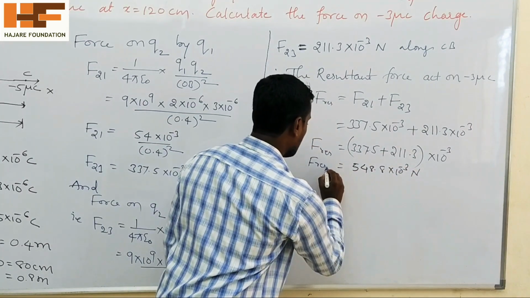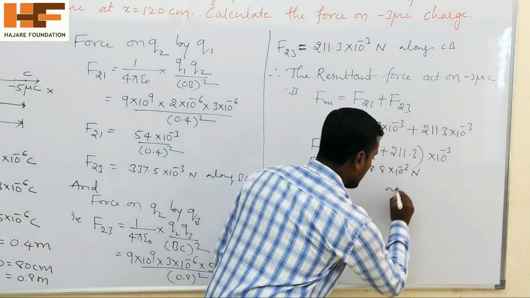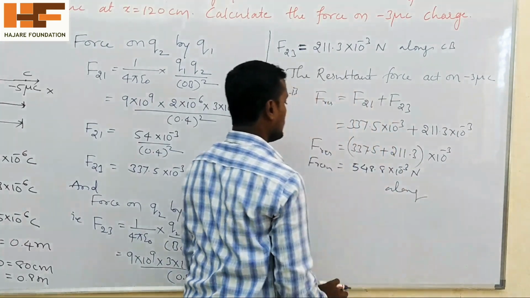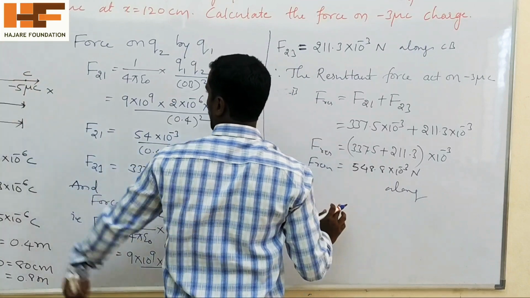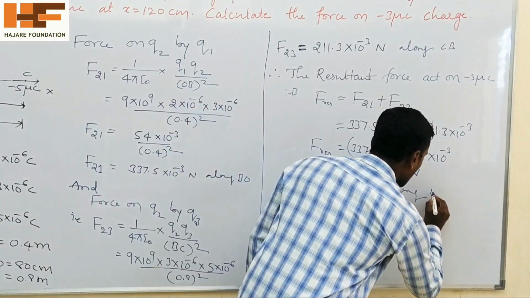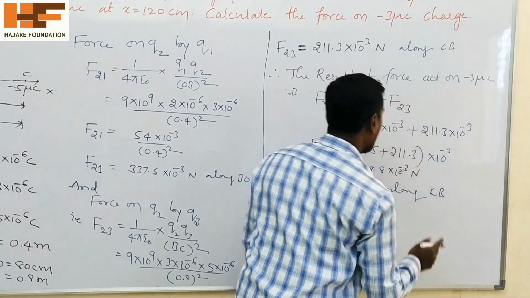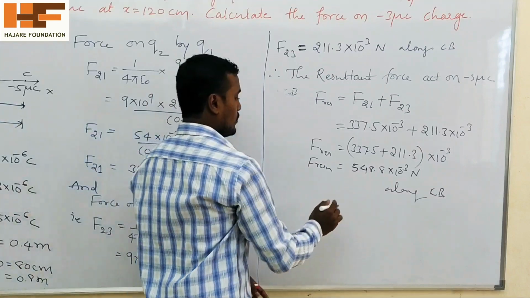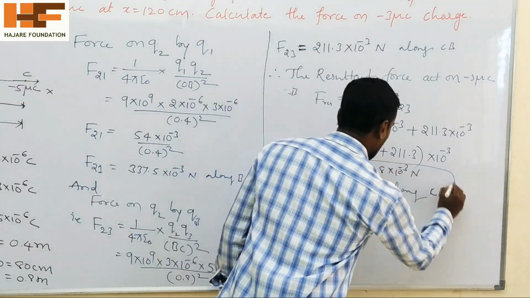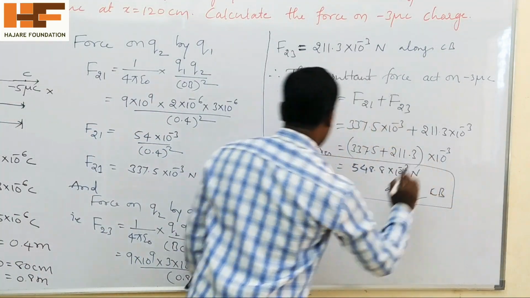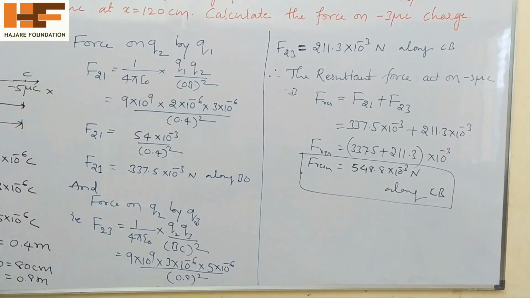This is F resultant. Now the direction is along BO or CB. Along CB or BO. Okay, now this is the net force acting on the charge minus 3 microcoulomb.